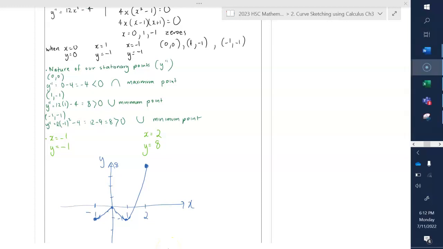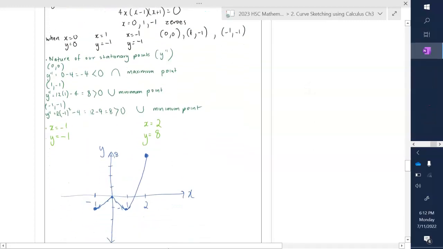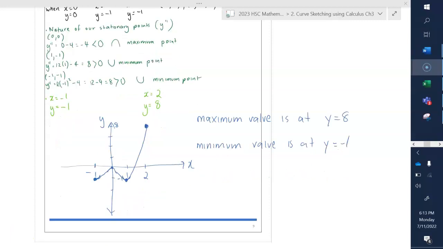I'm sure you could sketch a neater one than that, but our graph is asking us what are our maximum and minimum values. So our maximum value happens when y is equal to 8. And our minimum value is at, I think there's 2 of them here. We've got one down here at -1, another one here at -1, is that y is equal to -1. Okay, so that's that one done as well.